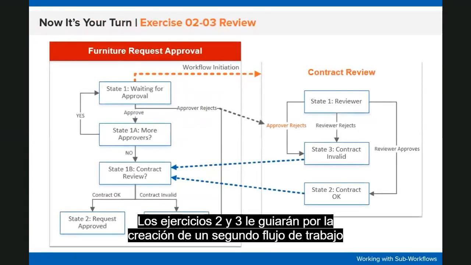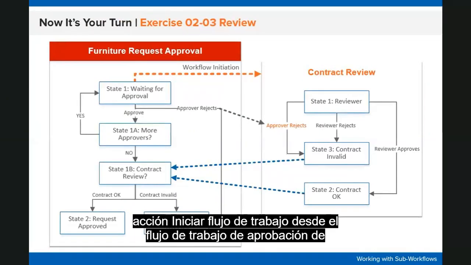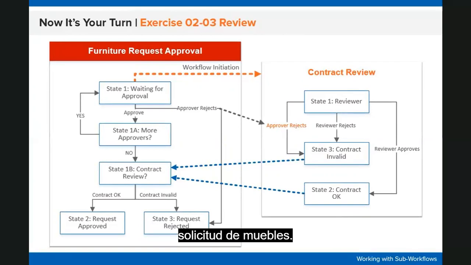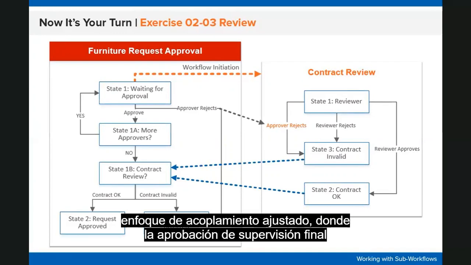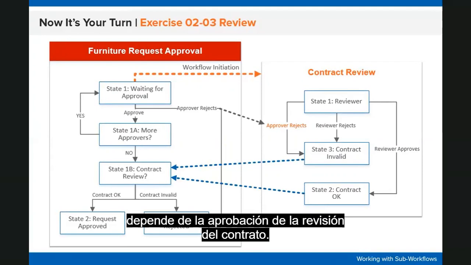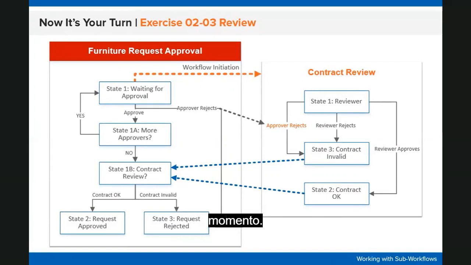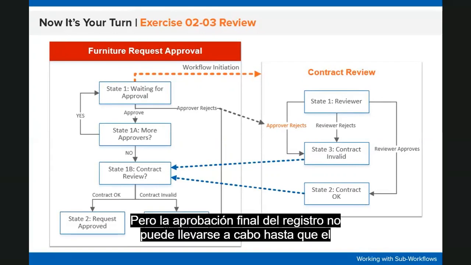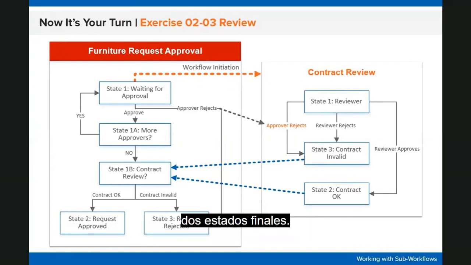Exercises 2 and 3 will walk you through the creation of a second approval workflow called contract review, which will be initiated using the initiate workflow action from the furniture request approval workflow. This configuration represents parallel processing using a tight coupling approach, where final supervisory approval is dependent on the approval of the contract review. Approvals in both workflows can happen at any time, but final approval of the record cannot take place until the contract review workflow has landed in one of its two end states.